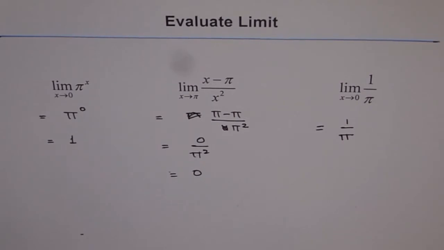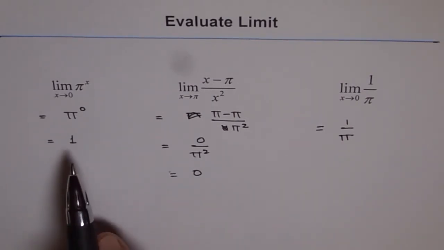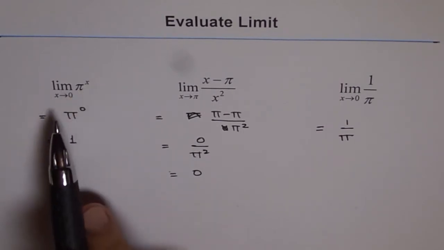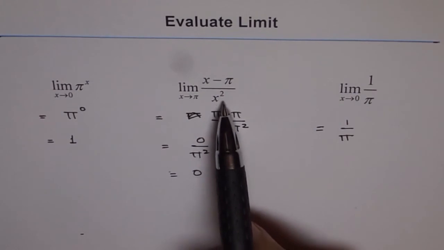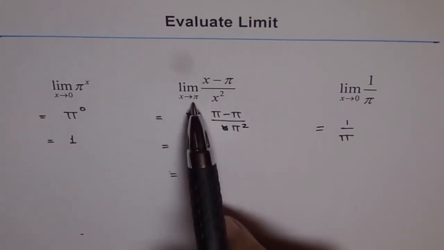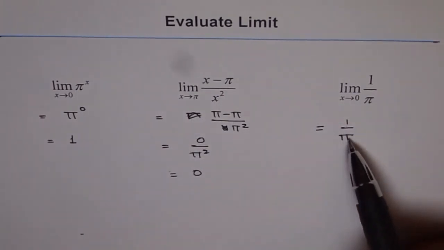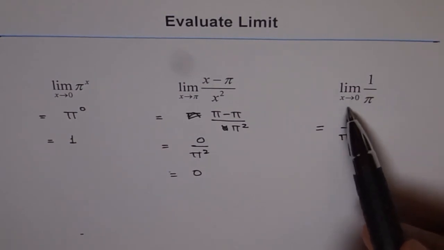Okay? So the limits for all these three functions do exist, and it is 1 for pi to the power of x as x approaches 0, 0 for (x minus pi) over x squared when x approaches pi, and 1 over pi when x approaches 0.